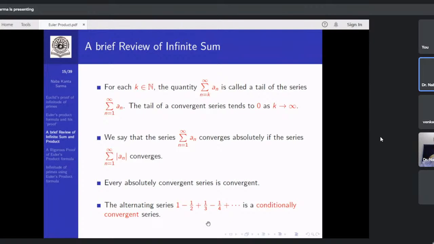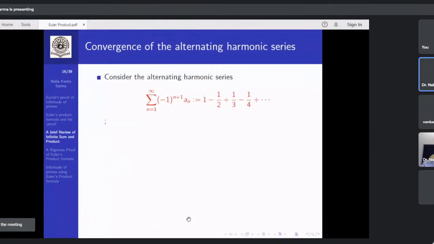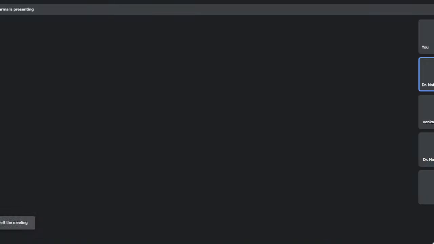We'll see shortly that this series is convergent. But this series is not absolutely convergent. That means if we add all the terms, if we replace the minus sign by plus everywhere, then this series will not be convergent. Such a series which is convergent but not absolutely convergent, we call a conditionally convergent series. So for example, let us try to see that this alternating harmonic series is convergent.